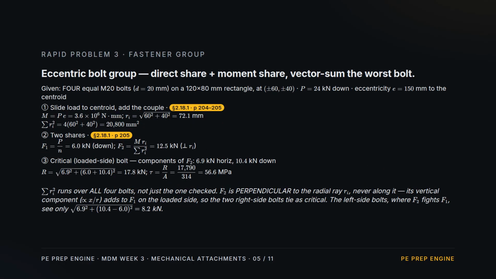Problem 3. A fastener group. The gate is the 2 shares. Slide the load to the centroid and add the couple, load times eccentricity. Every bolt gets a direct share: load over the number of bolts, plus a moment share, M times its radius over the sum of squared radii, perpendicular to the radial ray. On the loaded side, the moment share leans into the direct share, so add them as vectors on that critical bolt, then divide by the shank area. That worst bolt sees about 57 megapascals. Size the whole group to it.